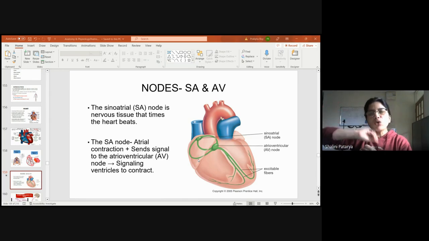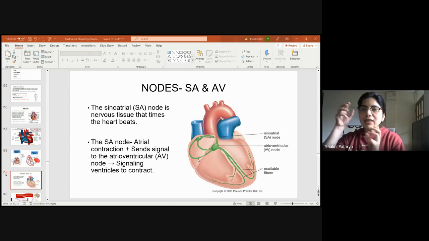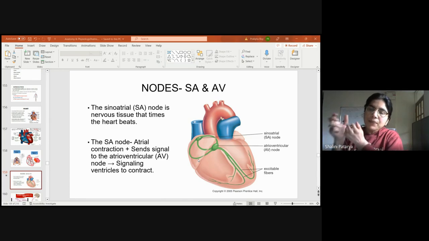Now it can go anywhere, right? It can go to the lungs or it can go to the body. That depends on where it is coming from, either from the left side or from the right side. If it is oxygenated blood, it will go to the body. If it is deoxygenated blood, it will go to the lungs and get oxygenated. But I am saying that these excitable fibers are there on the apex part of the heart, where it will squeeze. Once it squeezes, the blood goes out.